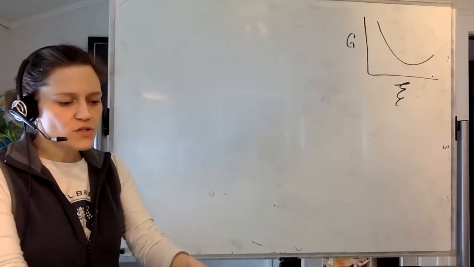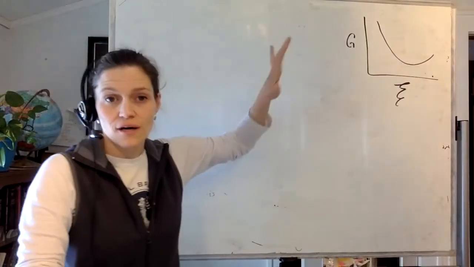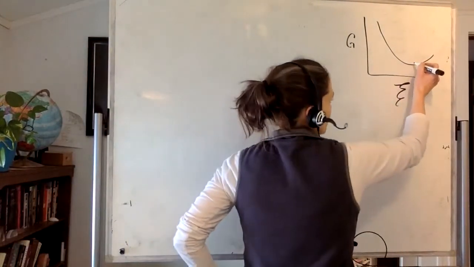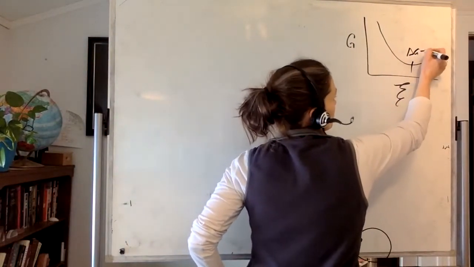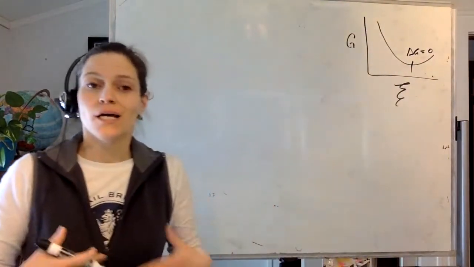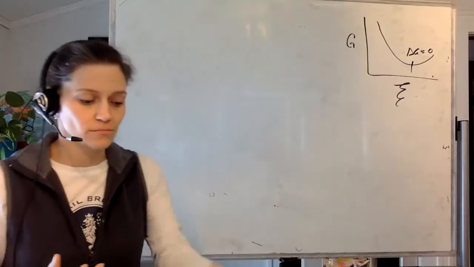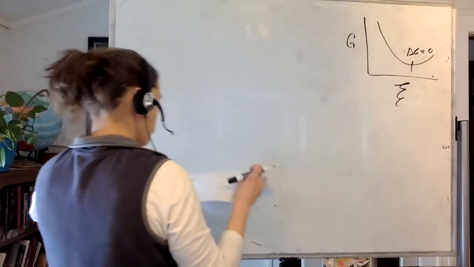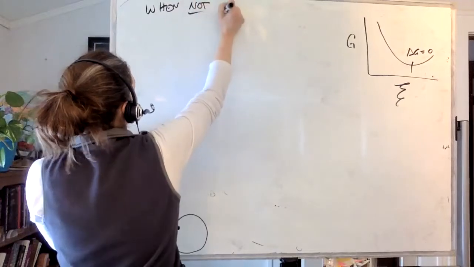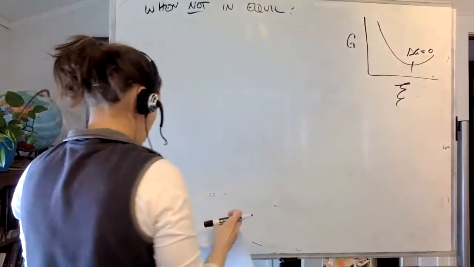Okay, so now I want to talk about how we quantify the mixtures when we're not at equilibrium. So you have two conditions: equilibrium and not at equilibrium. You're either at equilibrium or you're not. So how do we quantify the system's progress when we are not in equilibrium? Well, when not in equilibrium, what do we do?